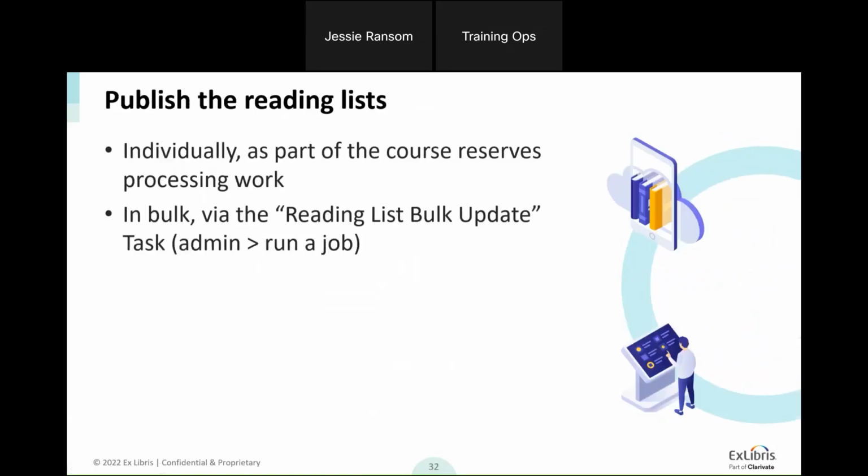The other thing that needs to happen is that the reading lists need to be published. You can do this individually on the reading list as you are doing that processing work. So if you're in every single reading list, doing the things that you do for that reading list, you can just publish it as your last step. You can also publish reading lists in bulk. The reading list bulk update job can publish them. So that's another option as well.